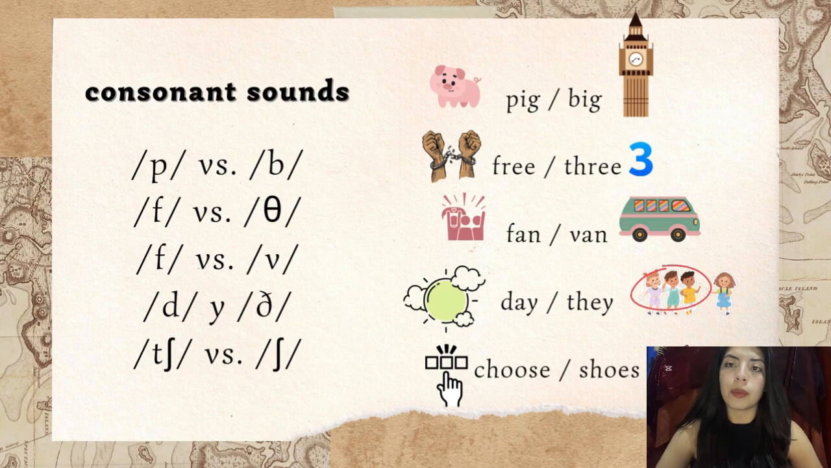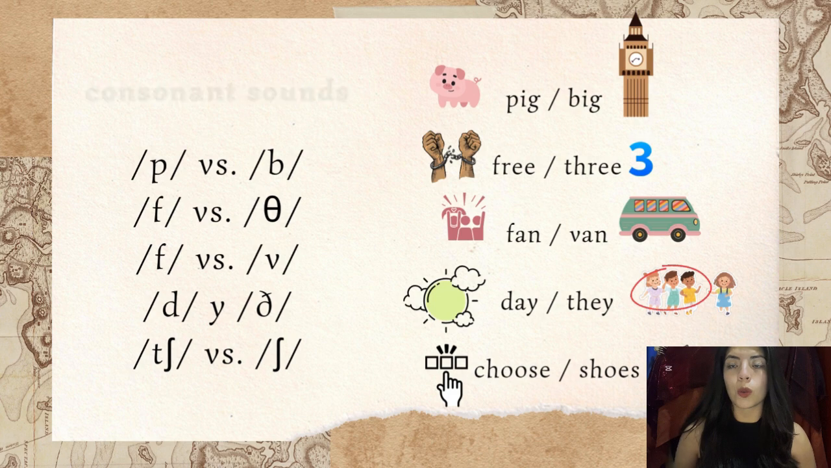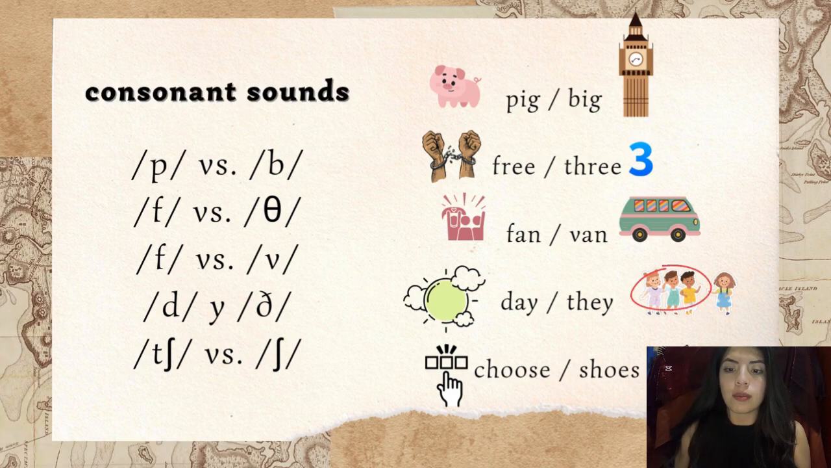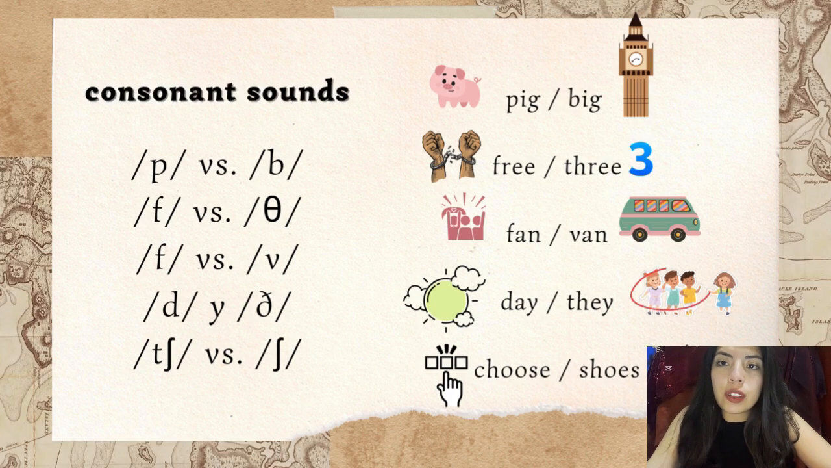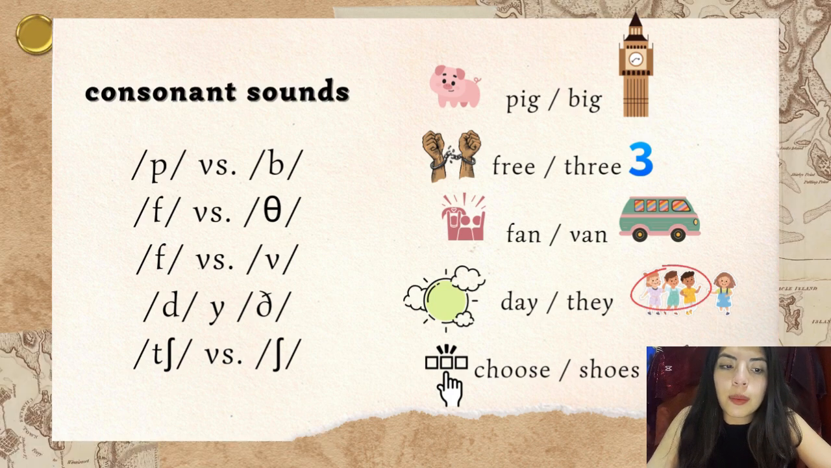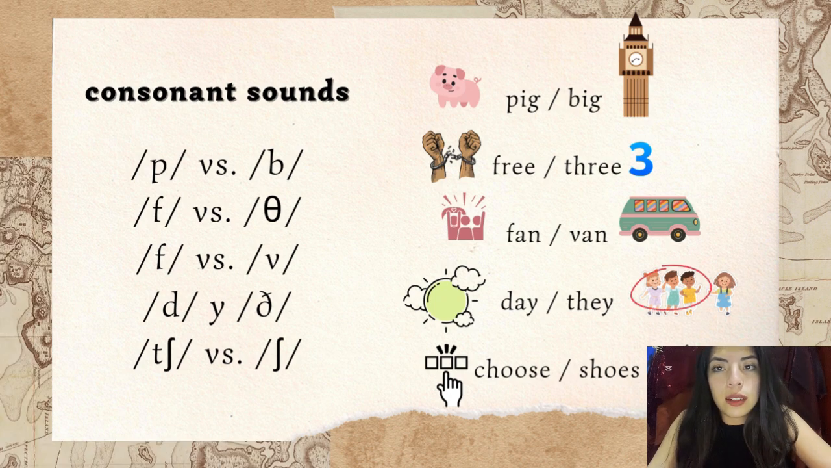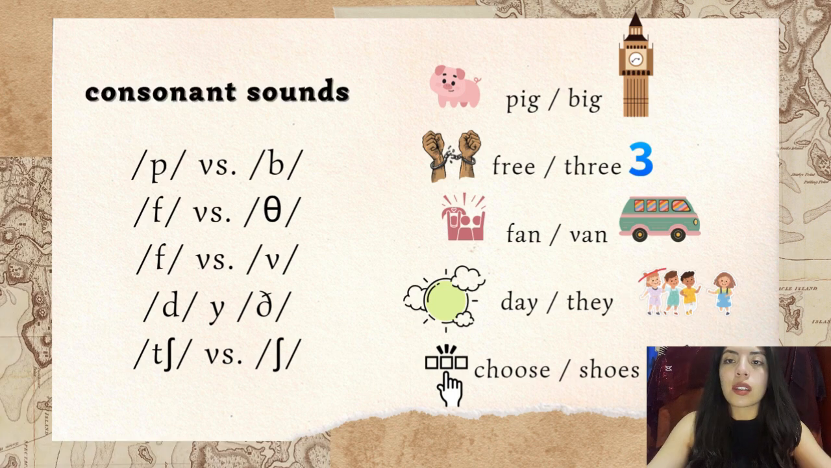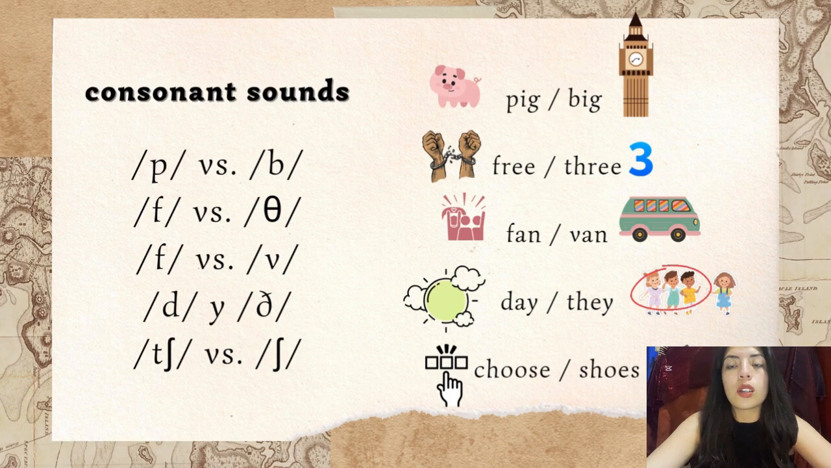Among the most common minimal pairs of consonant sounds, we have P versus V, for example, pig and vig. F versus th, for example, free and three. F versus v, for example, fan and van. V and v, for example, they and they. Ch and sh, for example, choose and shoes.